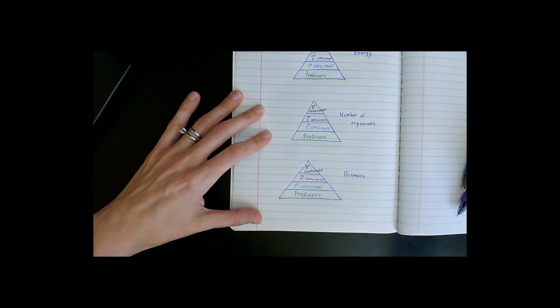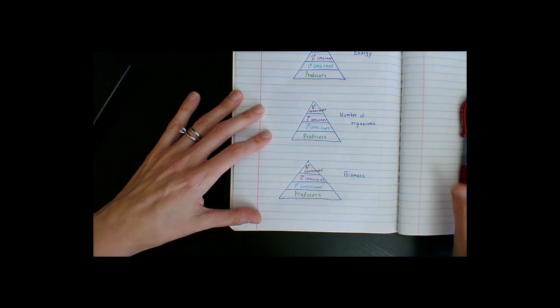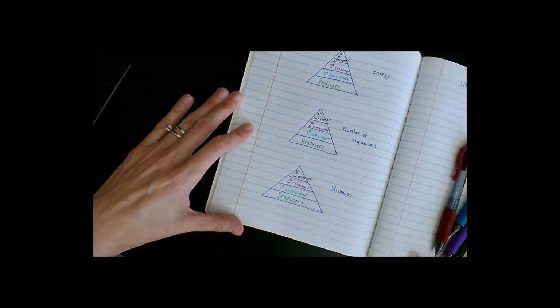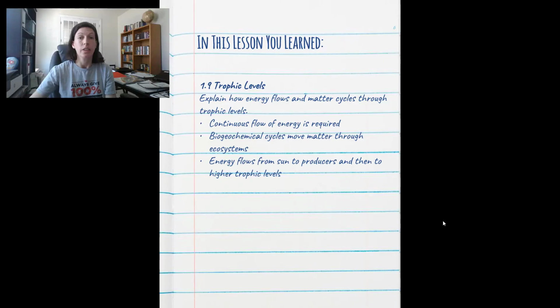So this is 3 different trophic pyramids that you can see. In this lesson, you learned about trophic levels. The learning target was to explain how energy flows and matter cycles through trophic levels. You learned that a continuous flow of energy is required for ecosystems. Biogeochemical cycles move matter through ecosystems, and energy flows from the sun to producers and then to higher trophic levels. Good job.